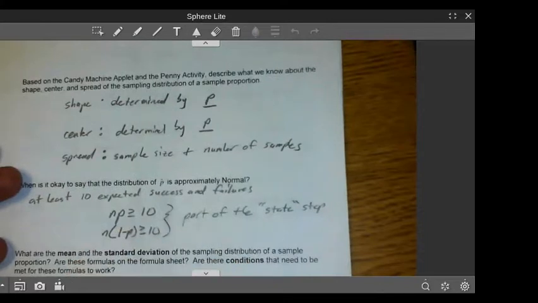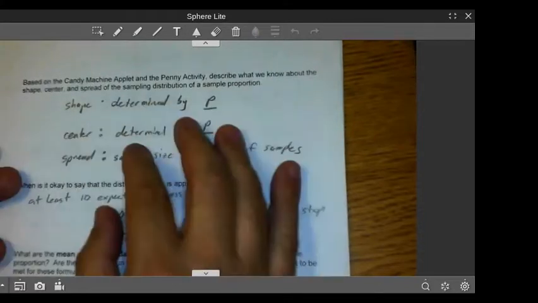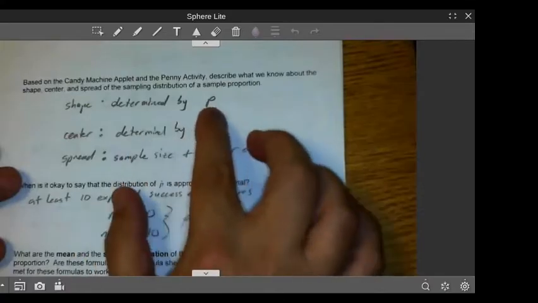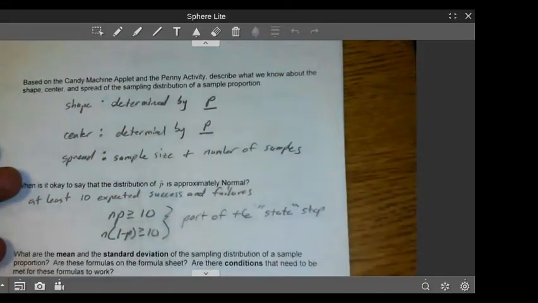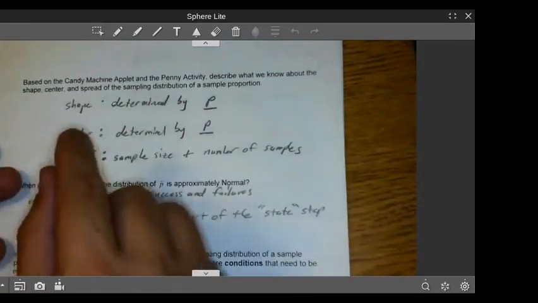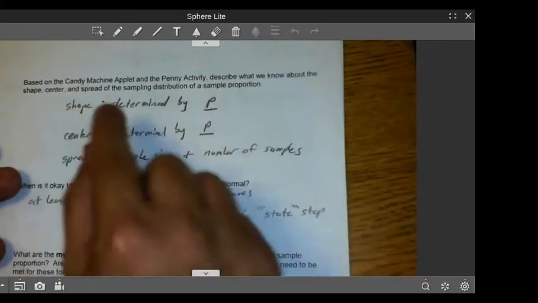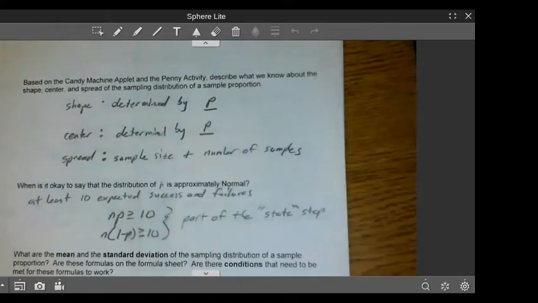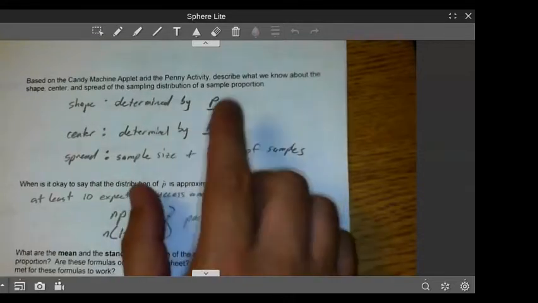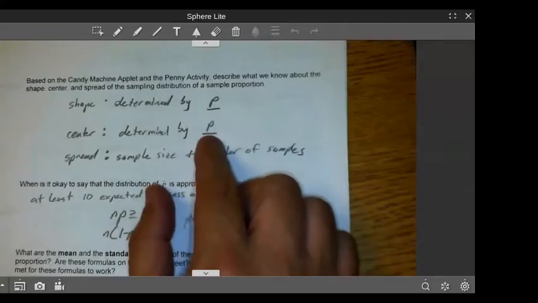All right, so basically what's happening is we know what the true population proportion is. And then we look at samples. And then we look at the shape of the sampling distribution. The shape of our sampling distribution is determined by the true population proportion. If 90% of a candy is orange, and then we do samples, that's going to change what the samples look like. They're going to have a lot more orange in the samples. If they're 90% yellow, that's going to change it. Same thing with the center, changed by the true population proportion.